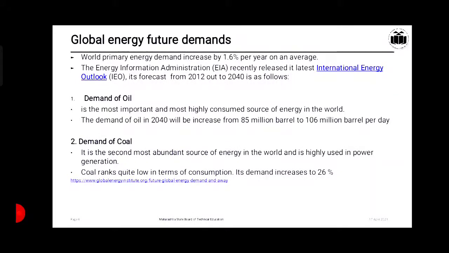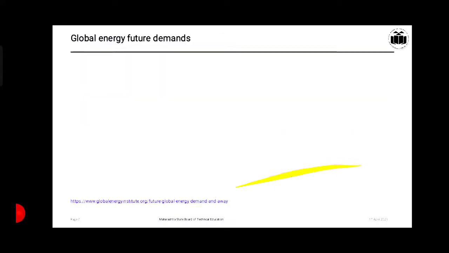Demand of coal. It is also the most abundant source of energy in the world and it is highly used in power generation. Coal ranks quite low in terms of consumption growth. Its demand increases by 26% per year.